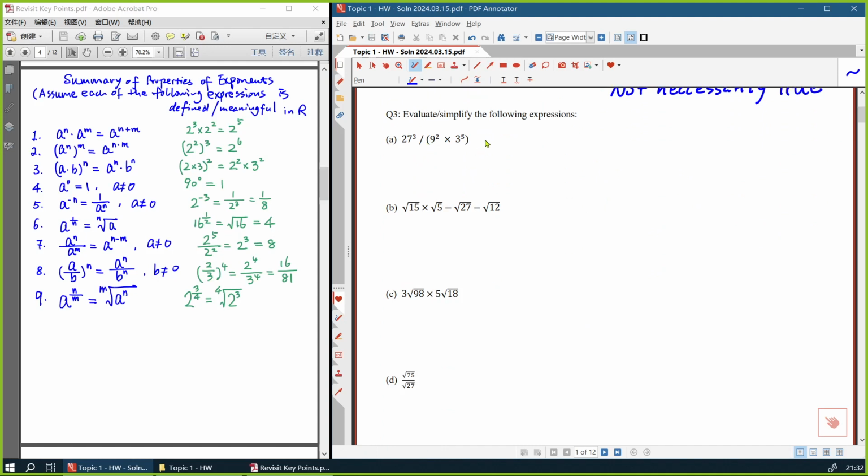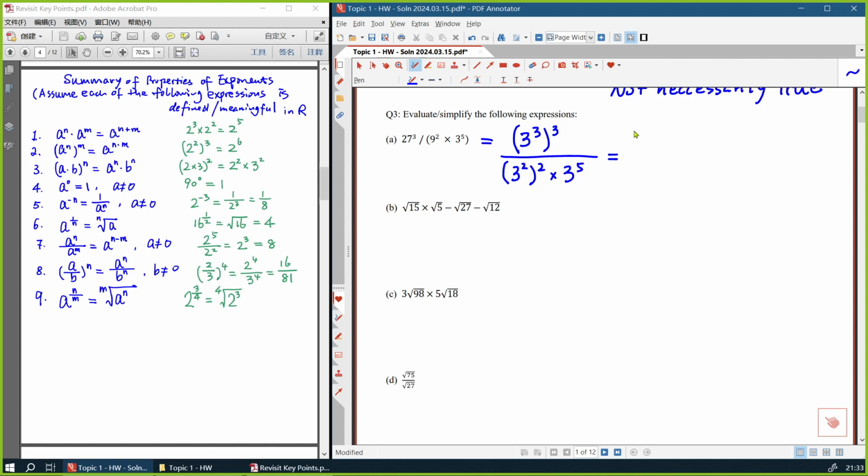Okay, again, this first expression involves exponents, right? So basically we have 27 is 3 to the power of 3, right? 27 to the power of 3 means 3 to the power of 3, then to the power of 3. Then divided by 9 to the power of 2, which is actually 3 to the power of 2, then to the power of 2, right? Then times 3 to the power of 5. You follow me? And each of these expressions can be expressed as 3 raised to some power.